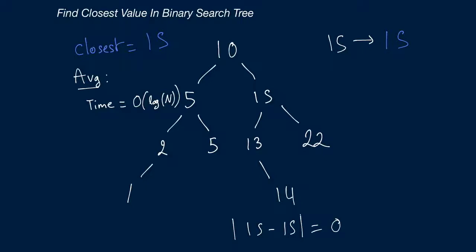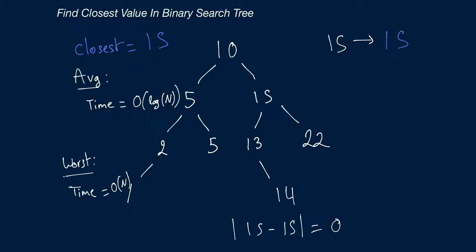Now, before I dive into space complexity, let's just say the worst case scenario, so I'll write it here. The worst case scenario is actually going to be O of n. So O of n. And the reason it's O of n is that the worst case scenario is when we have a tree that only has one branch.